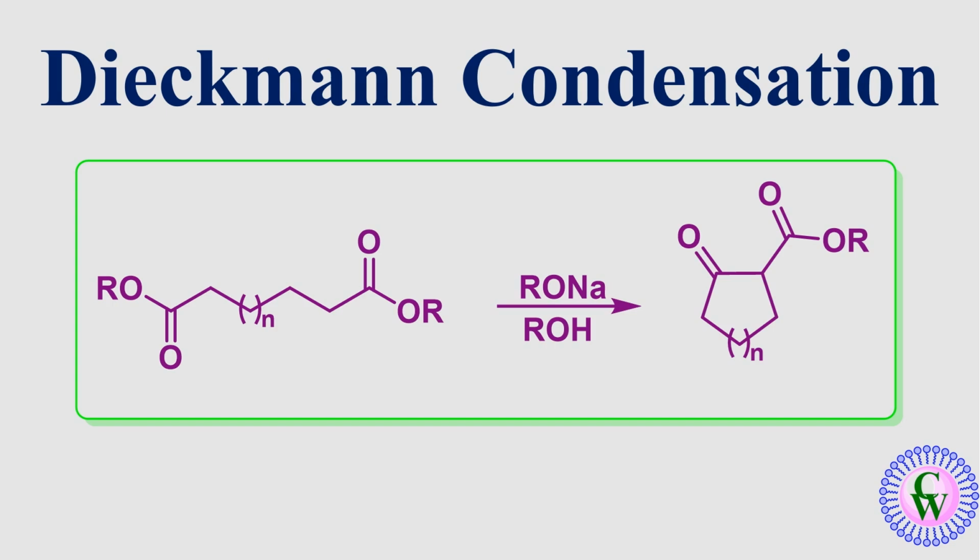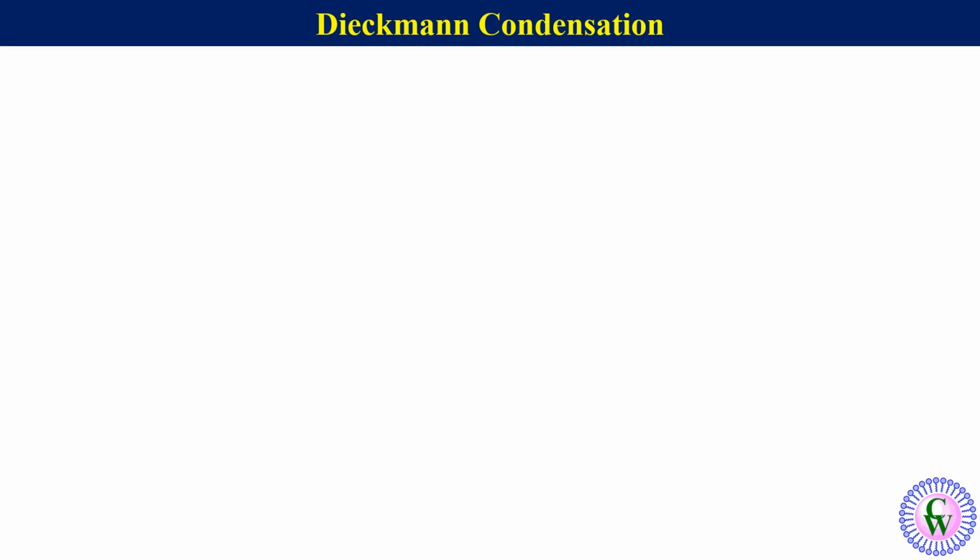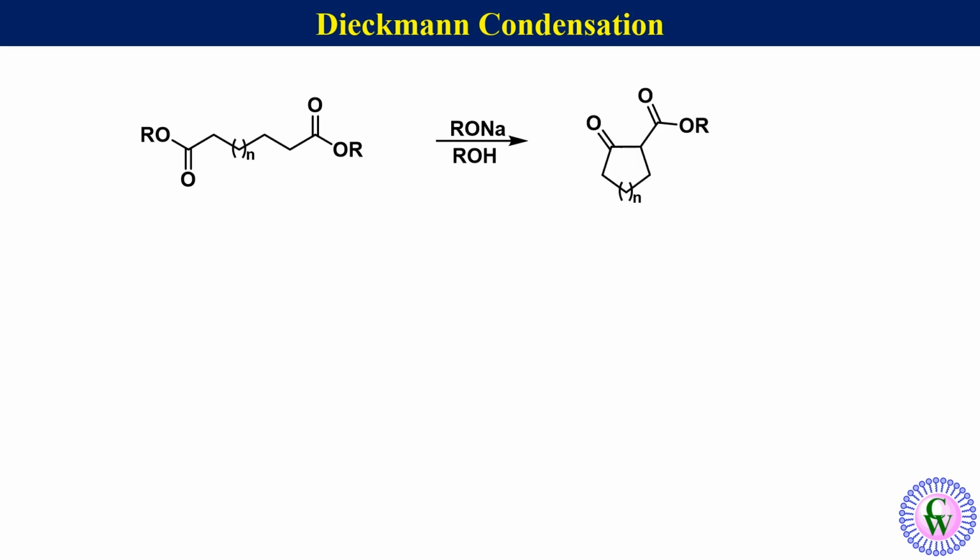In this video we are going to discuss Dieckmann condensation. In this reaction, a diester in the presence of a base like sodium alkoxide in alcohol as a solvent undergoes intramolecular Claisen condensation to produce cyclic beta-keto ester.